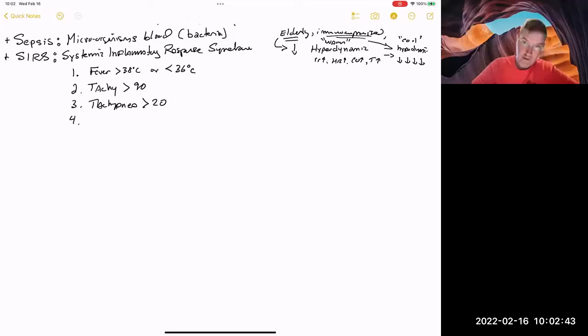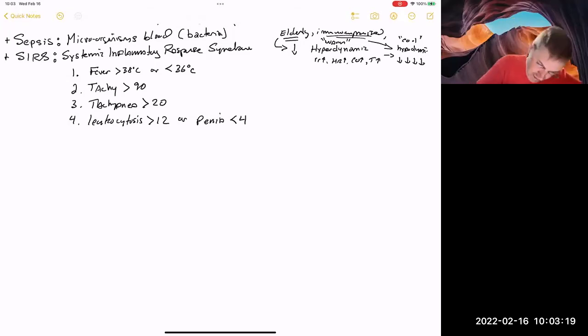And then finally, the fourth criterion comes from labs. Patients need to have either a leukocytosis, all right, greater than 12, remember 5 to 10 is normal, or a leukopenia. Because again, some people, elderly and immunocompromised patients, can't mount the typical immune response that we would expect to see, all right? And so this would be a white count of generally less than 4.